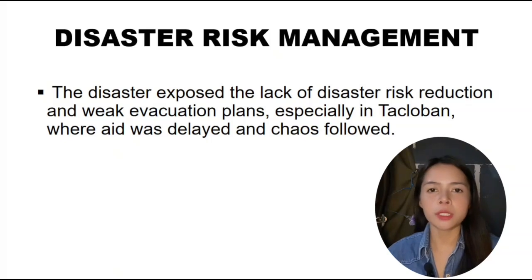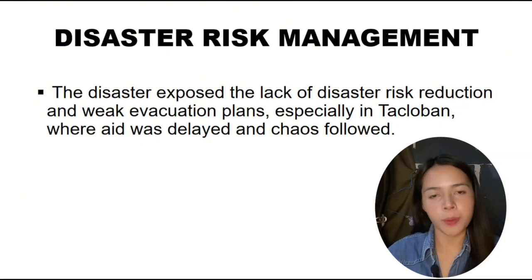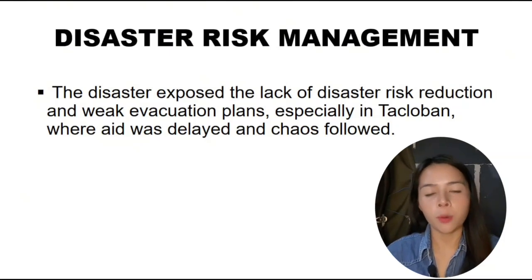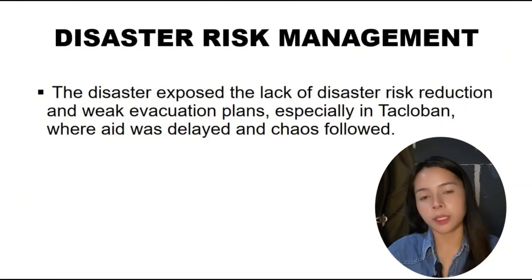Number 2, the disaster exposed the lack of disaster risk reduction and weak evacuation plans, especially in Tacloban, where aid was delayed and chaos followed. This showed that we were greatly unprepared. There were no clear evacuation plans, and the disaster response was weak, especially in Tacloban. Aid was delayed, and because of this, chaos broke out in the area.